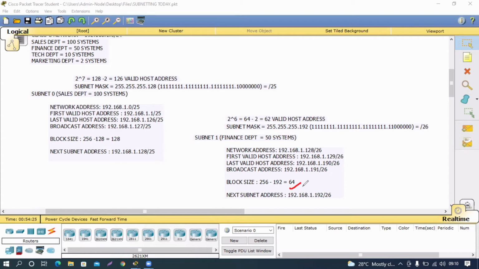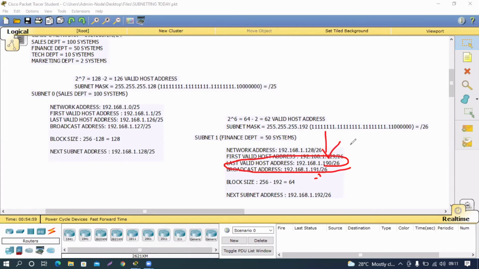64. And this value we are adding to which address? The network address. It becomes 128, 192. That becomes our next subnet address. So 192 minus 1 becomes what? The broadcast address. Minus 1 is the broadcast address. And similarly, 191 minus 1 is the last valid host address. That's it.